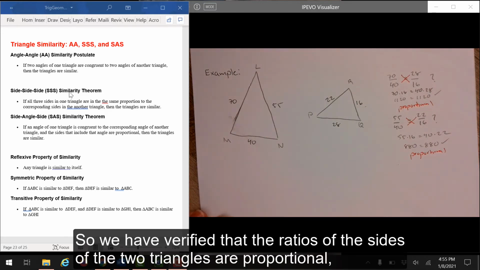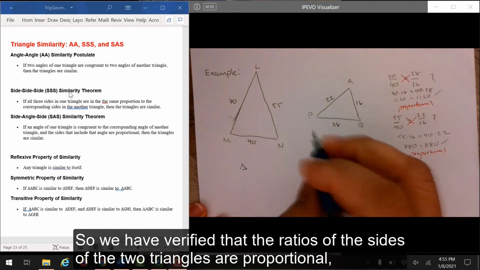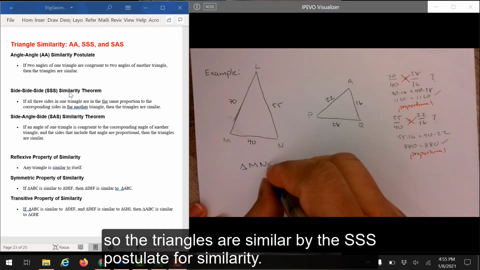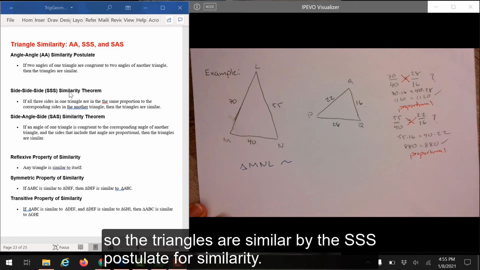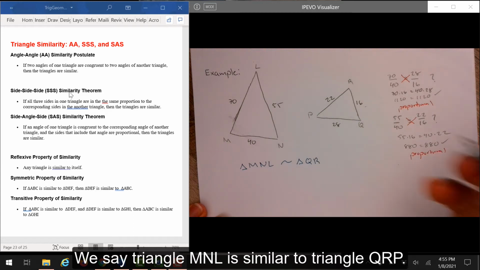So we have verified that the ratios of the sides of the two triangles are proportional. So the triangles are similar by the SSS postulate for similarity. We say triangle MNL is similar to triangle QRP.